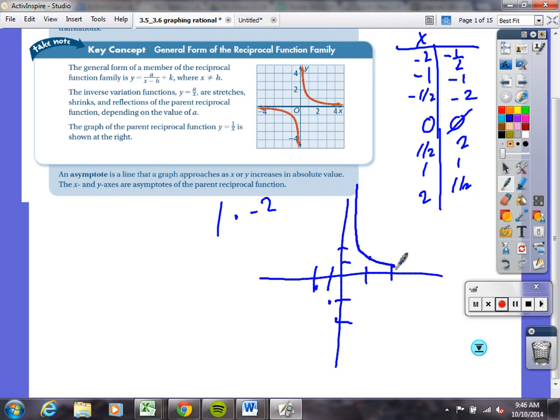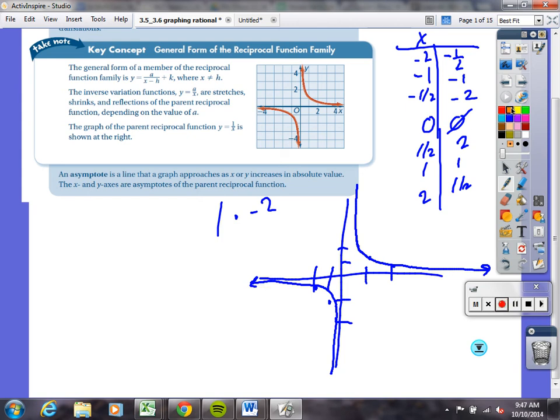Ladies and gentlemen, it looks like. Can you see that? Now, why will it never touch the axis? Because I can't plug x equals 0, right? Because if I plug x as 0, it's undefined.